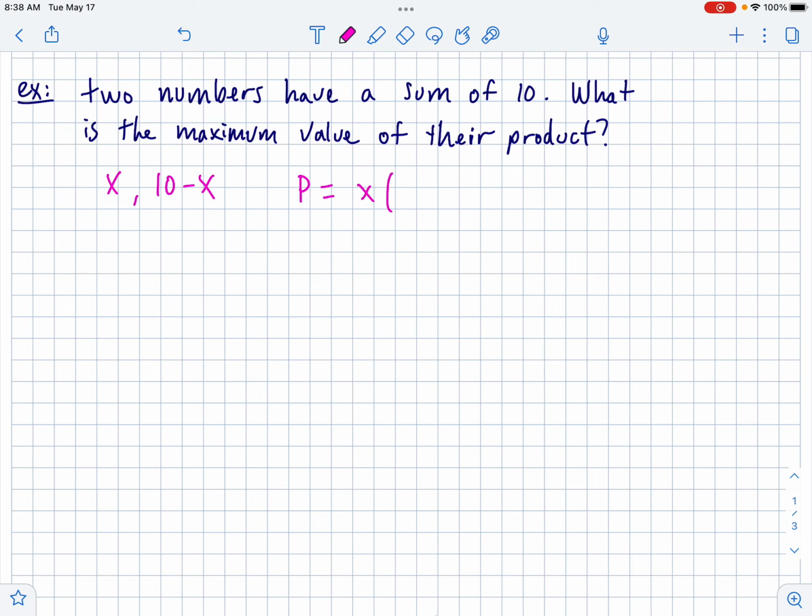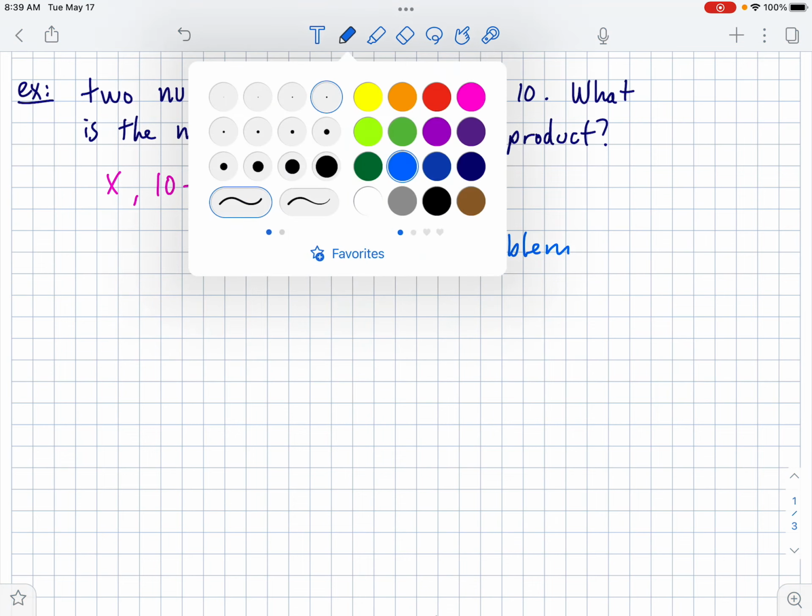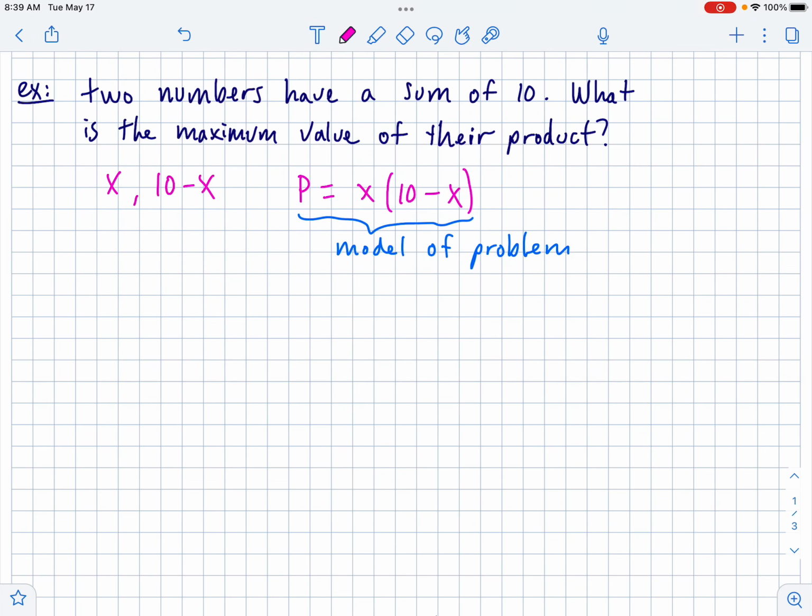So let's say that their product is equal to the two numbers multiplied together. There are very similar steps with a lot of these problems, where you try to come up with a model for the problem, then take the derivative of that model and set it equal to 0, because when the derivative is equal to 0, the graph of the function would have maximums or minimums.